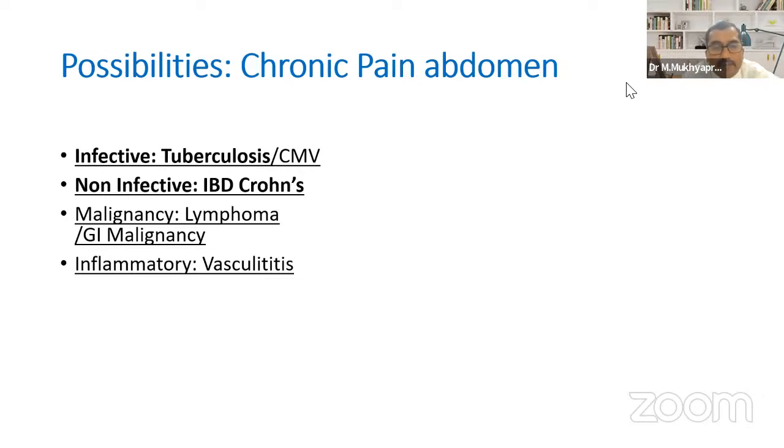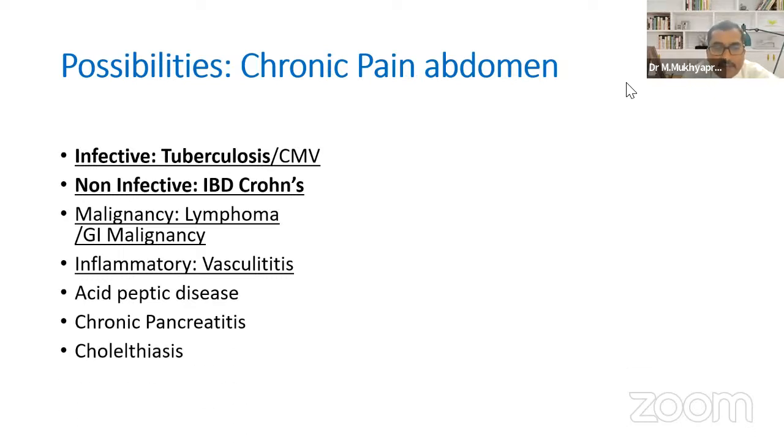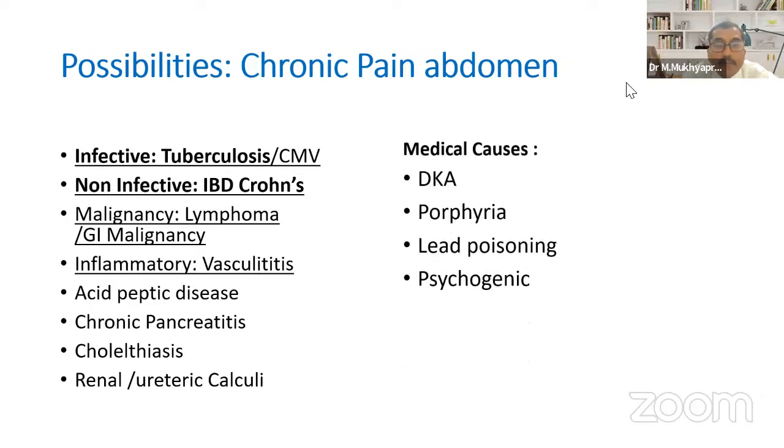Since he had some inflammatory changes, vasculitis was also considered. For chronic pain abdomen, acid peptic disease, chronic pancreatitis, cholelithiasis, and renal calculi were all kept in possibility, but since the patient had a CT scan, our focus was on Crohn's disease and tuberculosis. Other medical causes like diabetic ketoacidosis, porphyria, lead poisoning, and psychogenic pain abdomen were considered but were less likely, because the patient had a documented lesion in the CT scan and colonoscopy had already been done.